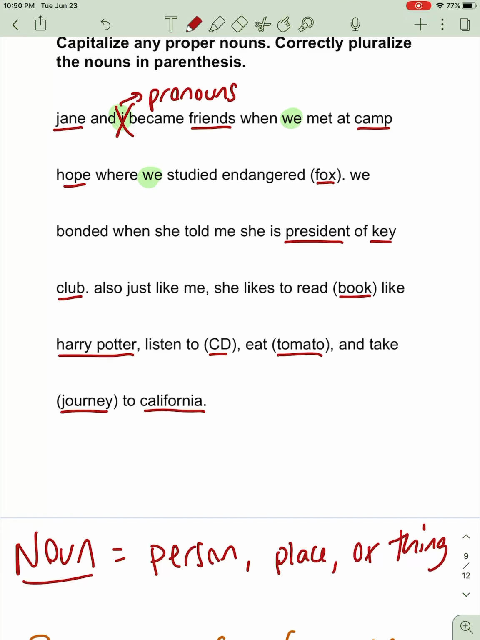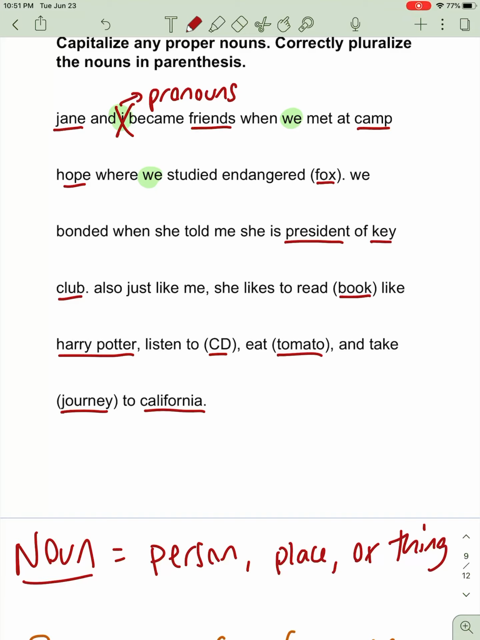Now sometimes nouns are super straightforward, and other times they can be a little tricky. For example, the noun journey. Some nouns can be used as both a noun and a verb. So I could take a journey to California, or I could journey to California. I journeyed to California. They sound really similar, but in one case, one's being used as a noun, and in the other, it's being used as a verb.